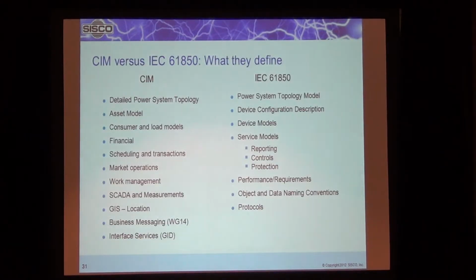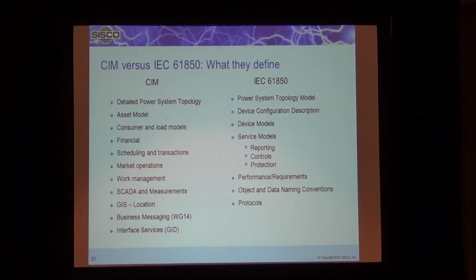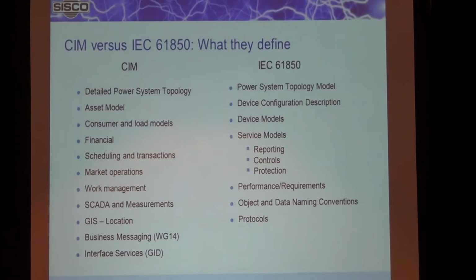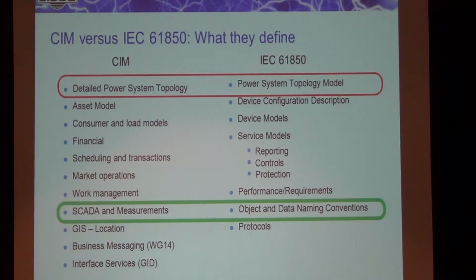So that's what CIM's about. CIM is about providing detailed power system topology, but also modeling assets, consumers, loads, the financial and scheduling transactions associated with energy markets, work management, of course, and SCADA and measurements. 61850, on the other hand, is more device-oriented and looking at device models, service models associated with communicating to the devices. Now, they do overlap somewhat.